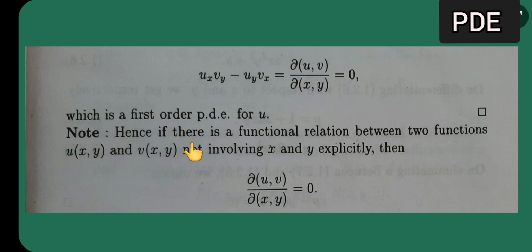Note, hence if there is a functional relation between two functions u of x comma y and v of x comma y, not involving x and y explicitly, then dou (u, v) upon dou (x, y) is equal to 0. Remember this note, and with this I am done with today's lecture.